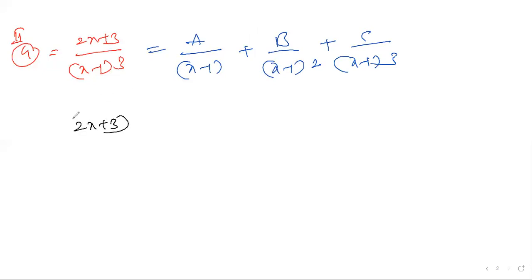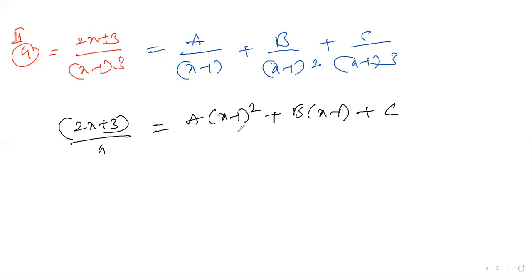2x plus 3 is equal to A into (x minus 1) whole square, plus B into (x minus 1), plus C. That's all. The denominators all get cancelled. I don't want to touch the denominators.